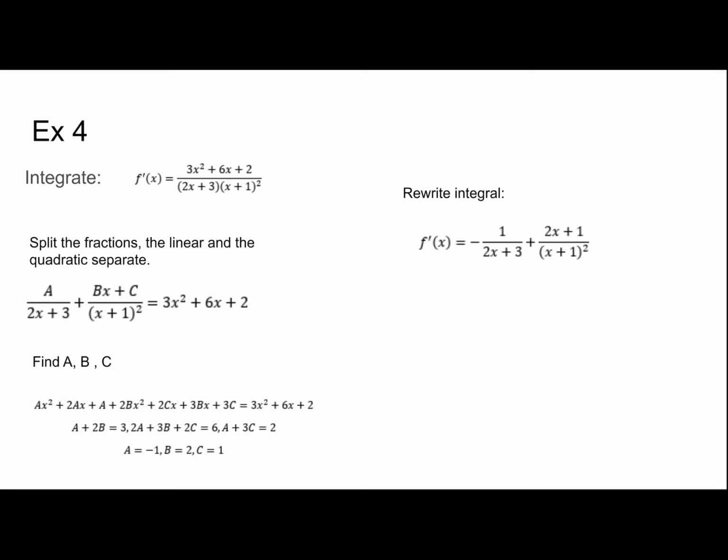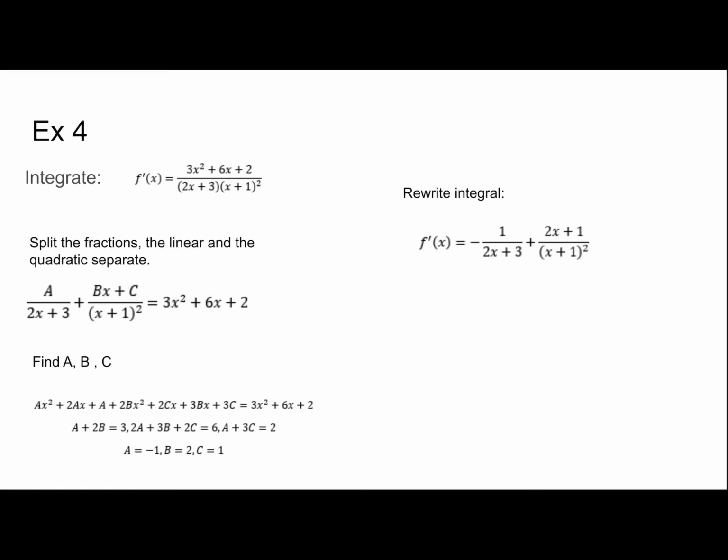Now in this case, we're going to carry out the exact same process. We're going to do our cross multiplication and use our simultaneous equations to solve for a, b, and c. Right, so ax squared plus 2ax plus a, so that's a times x plus 1 squared, plus 2bx squared plus 2cx plus 3bx plus 3c equals 3x squared plus 6x plus 2. And once you solve all your simultaneous equations, you get a is -1, b is 2, c is 1. So now we're going to rewrite the integral. We're going to get f dash of x equals -1 over 2x plus 3 plus 2x plus 1 over x plus 1 squared.